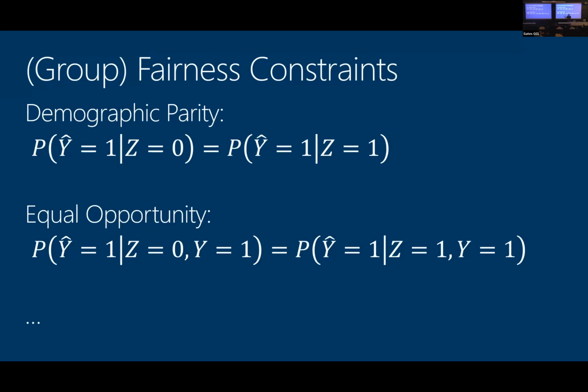You could talk about false negative error rates. There's a whole range of things you can imagine, defining probabilities using those different variables and saying you want them to be equal, and you can get a wide range of different definitions.